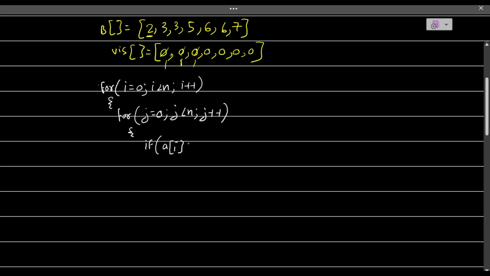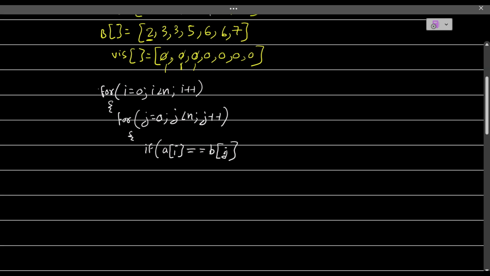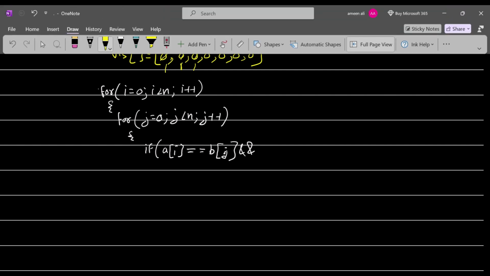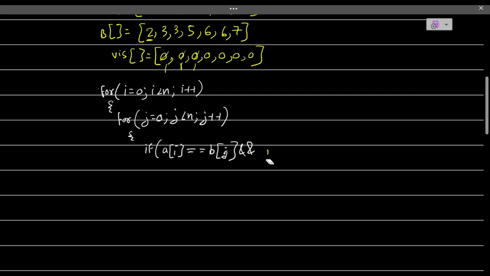Okay, what I'm going to write here is if array of i is equal to array of j, that means array of b, if there is a corresponding element in the b array, and at the same time visited array of j is equal to 0, visited array should also be 0.